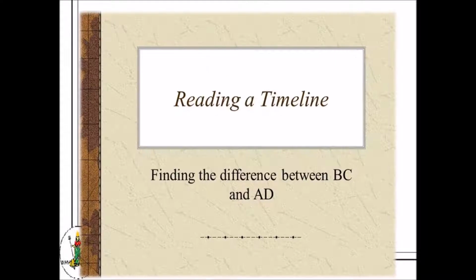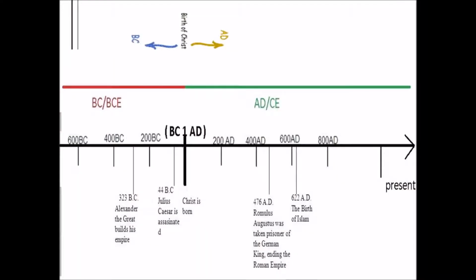Let's start finding the difference between BC and AD by reading a timeline. Here we have a timeline. Here we can see BC 1 and AD 1, which is when Christ is born. And some historical events: in 323 BC, Alexander the Great built his empire, and Julius Caesar was assassinated in 44 BC. And let's come to AD.